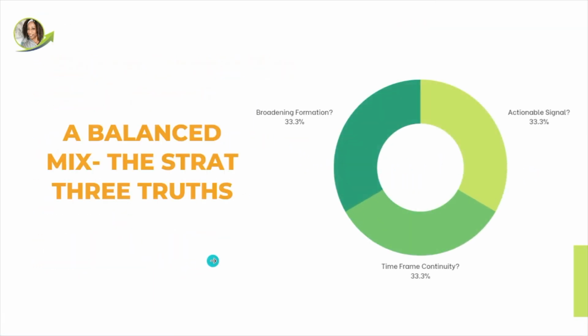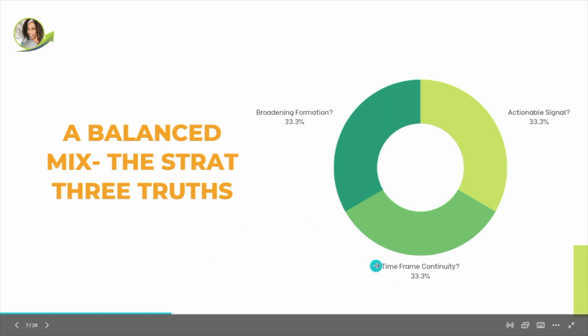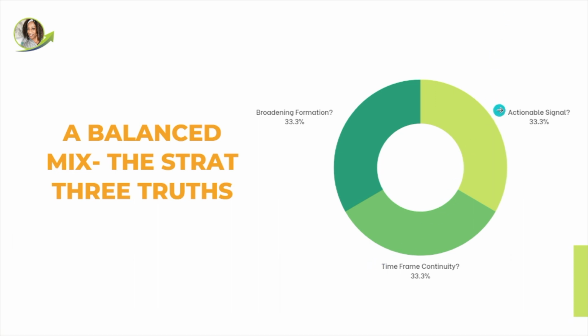So you want a balanced mix, which is the 3 truths. Okay. You want to make sure, do you have time frame continuity? Is there an actionable signal? And are your broadening formations drawn?